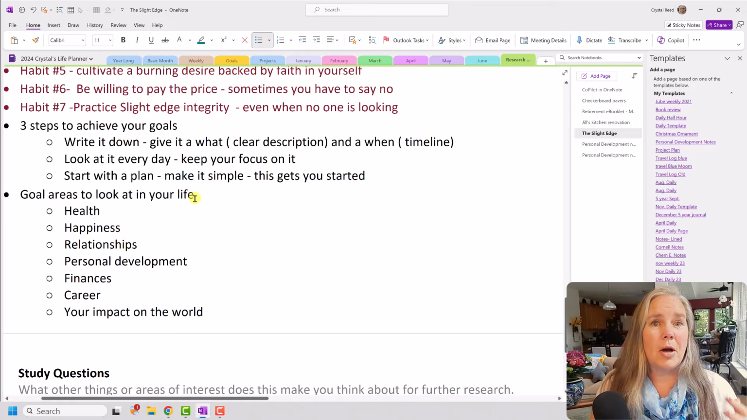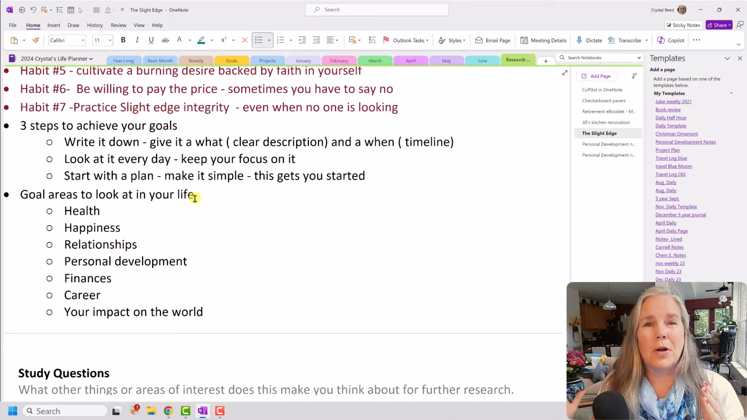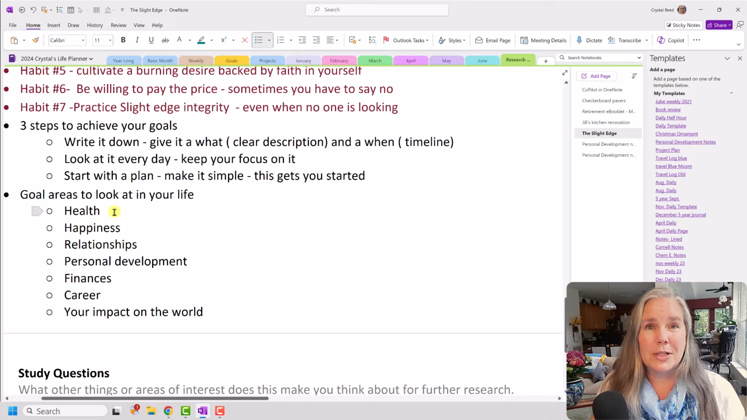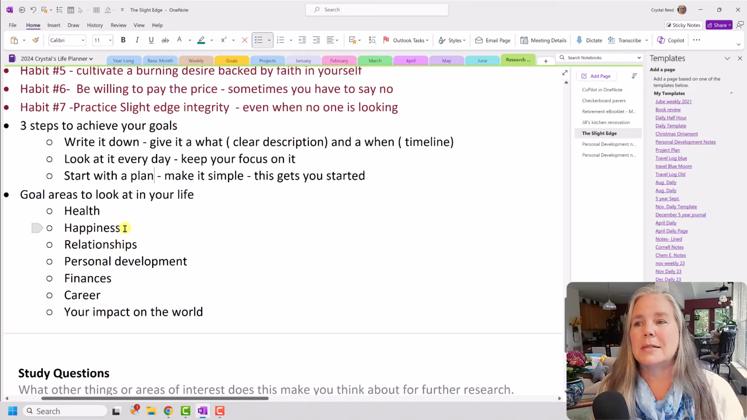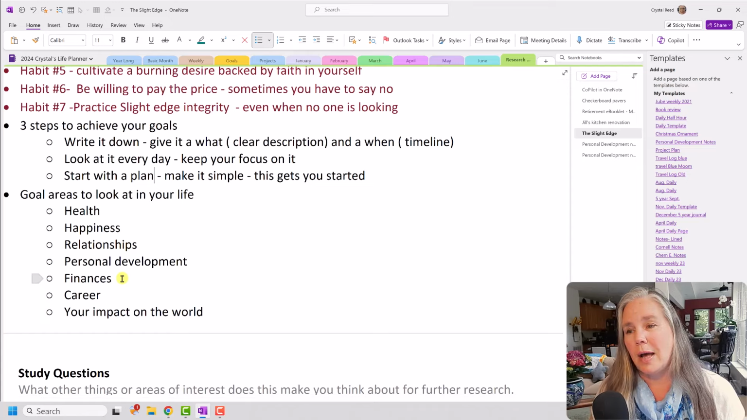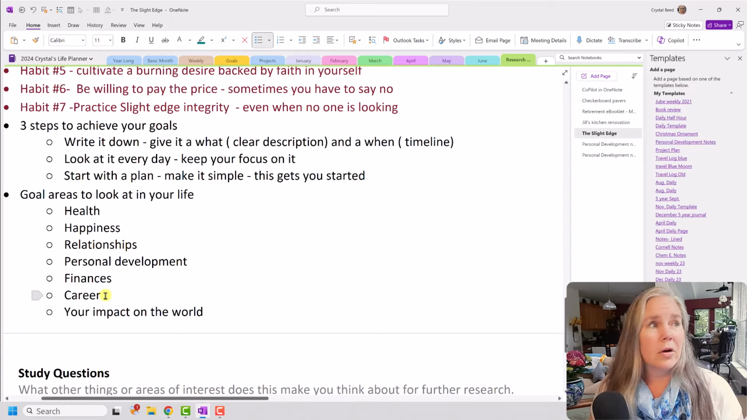And again, we've talked about goal areas before. These are the ones that were in this particular book called The Slight Edge. He says to look at your health, because remember, your health is your life. And a healthier person can do more things. To look at your happiness, because a happy person is successful. To look at your relationships, because they help determine who you are as a person. Look at your personal development, learning, growing, reading all the time. Look at your finances, because that will give you freedom to learn and do more and practice your hobbies and all that kind of thing. Look at your career, continue learning to make advancements in your career. And then look at your impact on the world.